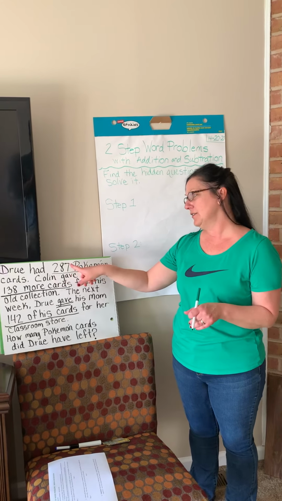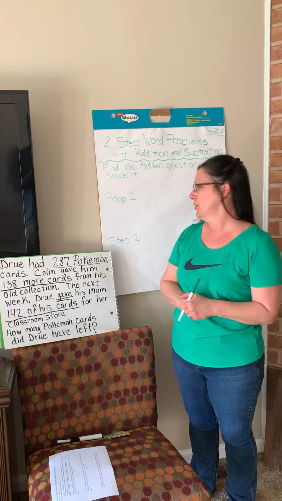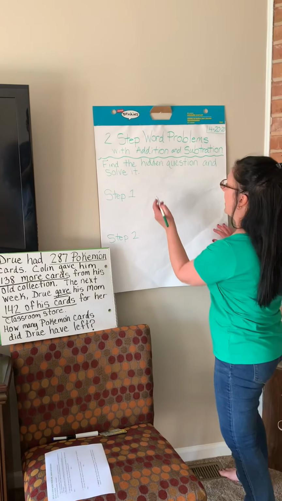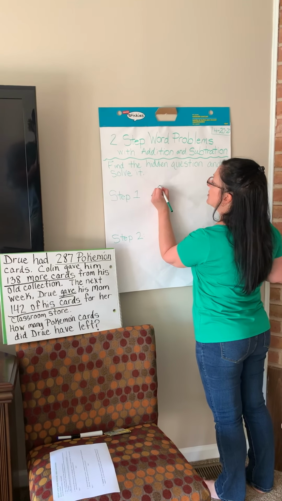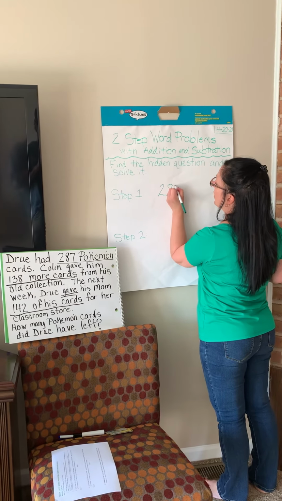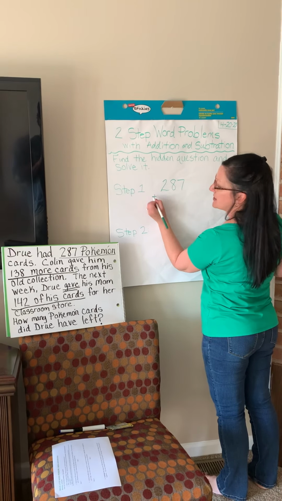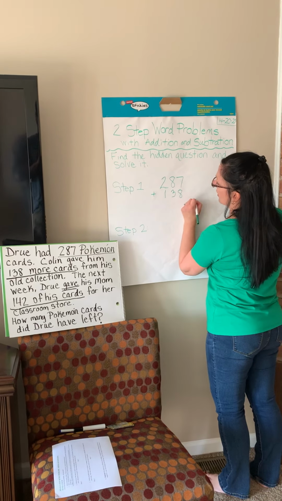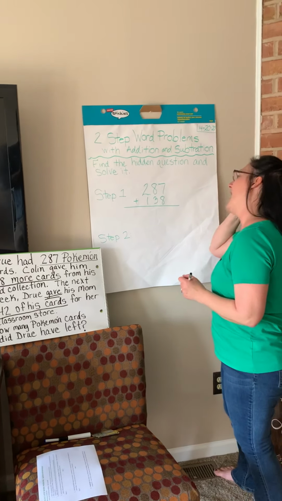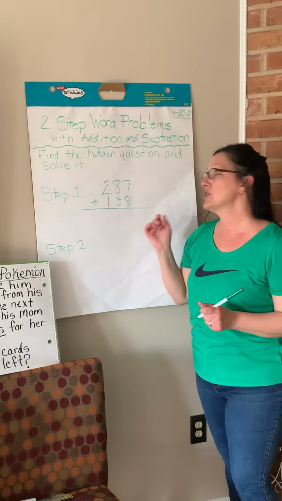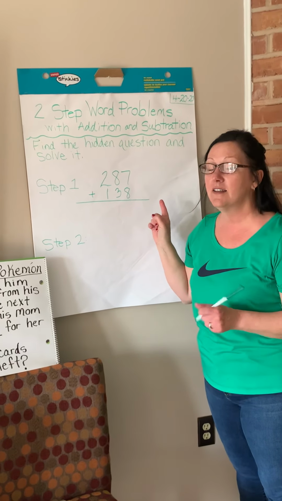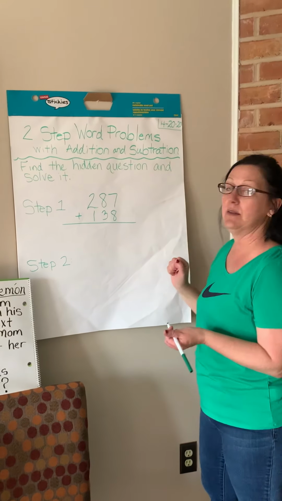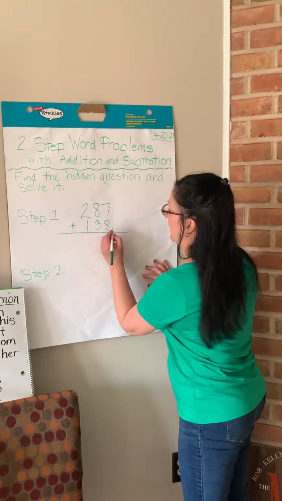Are we dividing the 287 cards? No, because we're adding to the 287 cards that Drew already has. So you're right to say we're adding 287 plus 138 more cards. Okay, here we have 3-digit addition. We're starting in the what place? The ones place. Good. So we're adding 8 and 7. 8 plus 7 is 15.